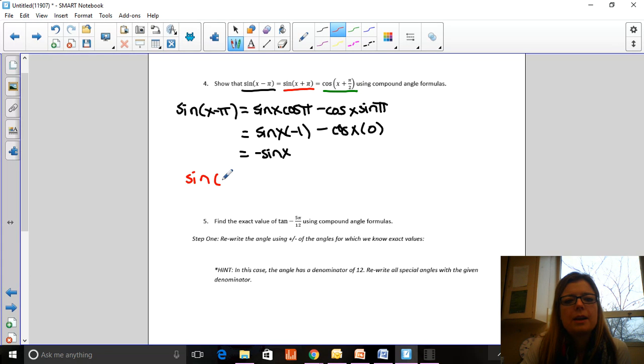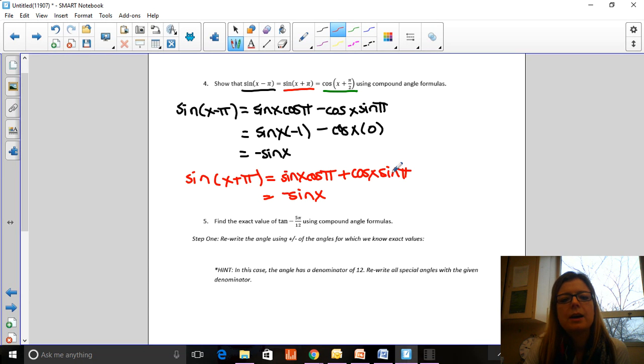So sine of x plus pi is equal to, using our compound angle formulas, sine x cos pi plus cos x sine pi. Okay, so remember that the cos of pi is negative 1, so this just gives us minus sine x, and the sine of pi is 0, so that just goes away. So there we go. That one's proven.